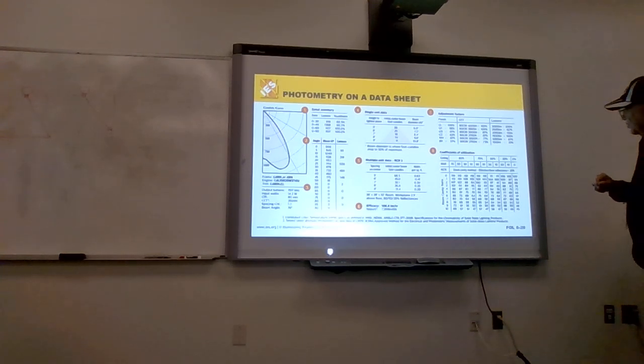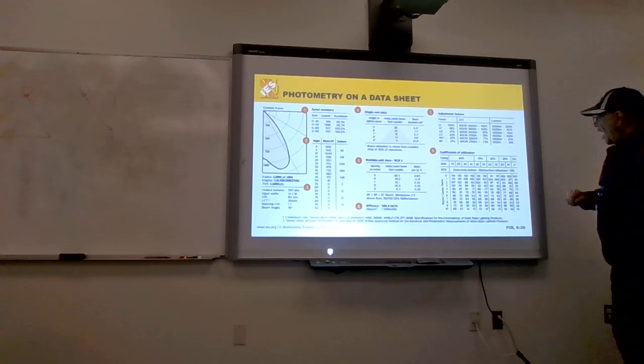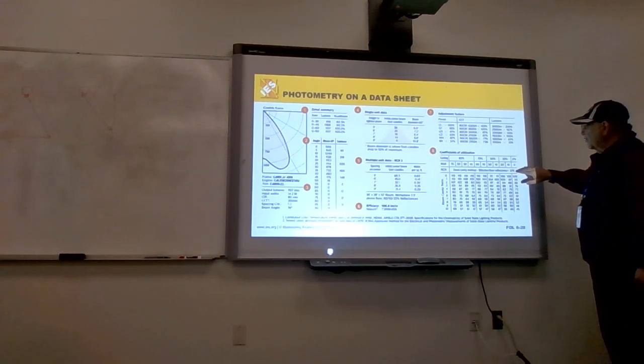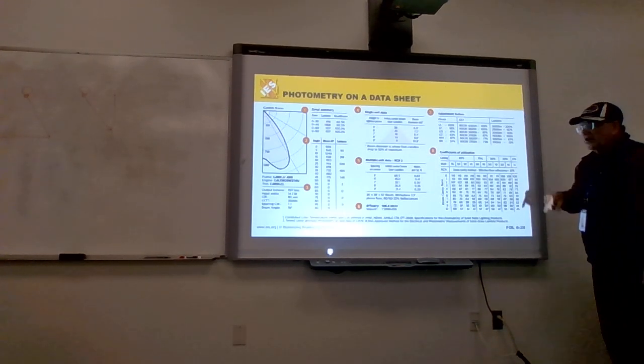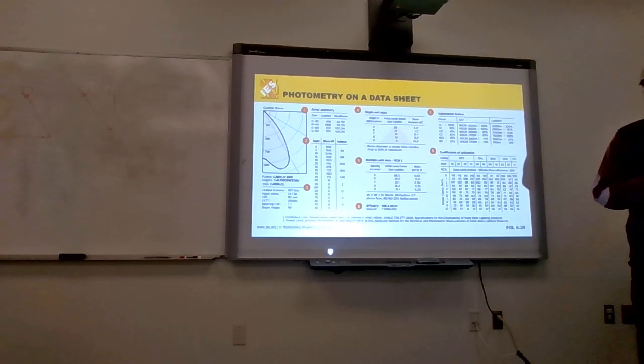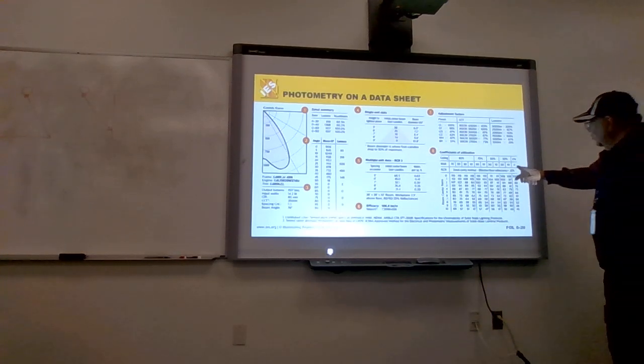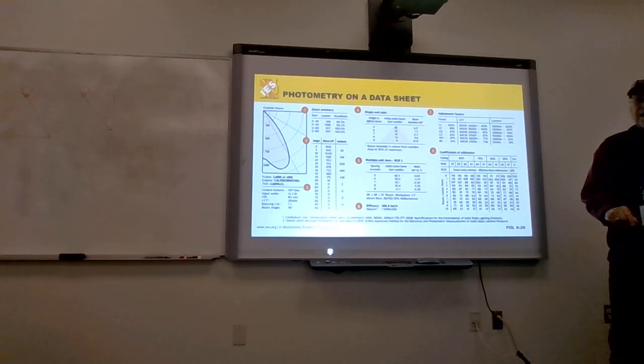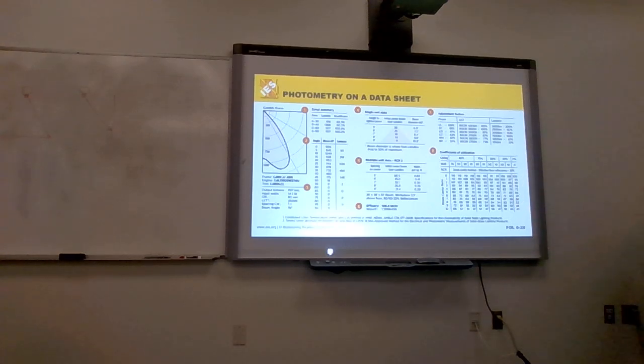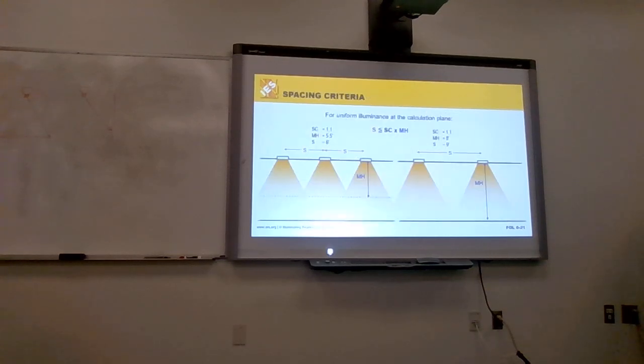The room cavity ratio is important. We keep the floor reflectance at 20% for this chart. The computer will allow us to change the floor reflectance to any value we want. In a manual calculation, we use 20% reflectance off the floor as the default. Put that to the side.